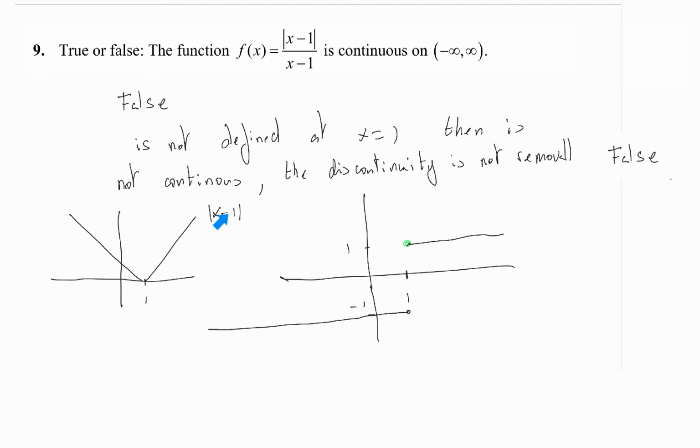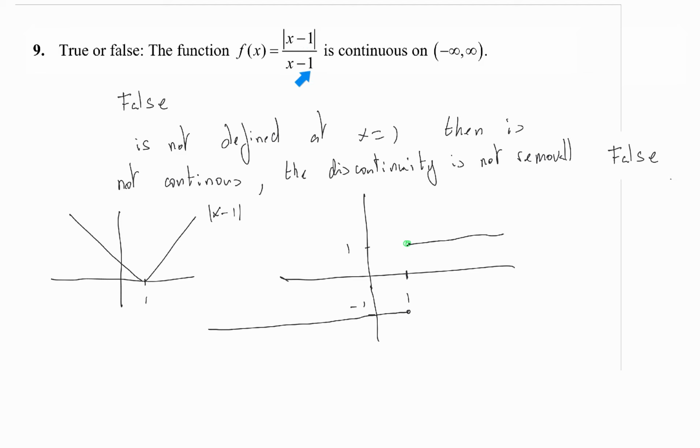If x is bigger than 1, I divide x minus 1 by x minus 1, so it's 1. If x is less than 1, for example, x equals 0, 0 minus 1 is minus 1. The absolute value of minus 1 is 1. 0 minus 1 is minus 1.